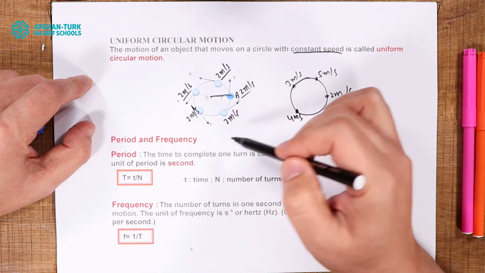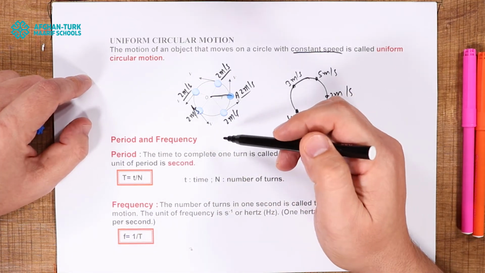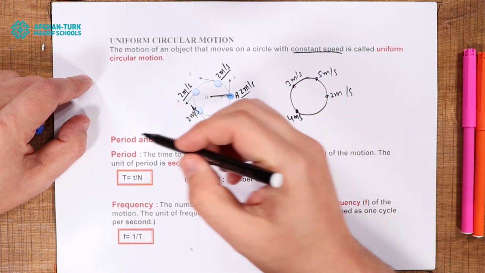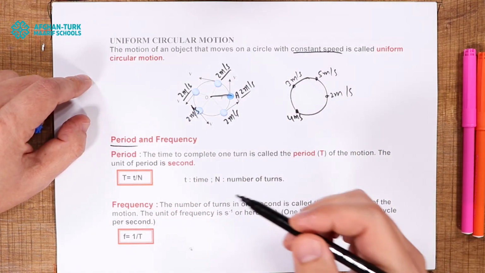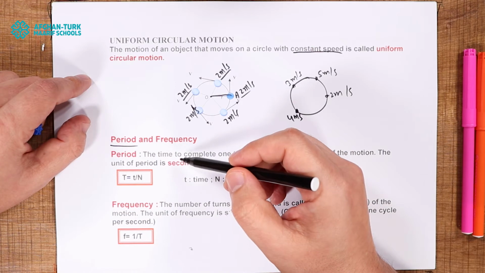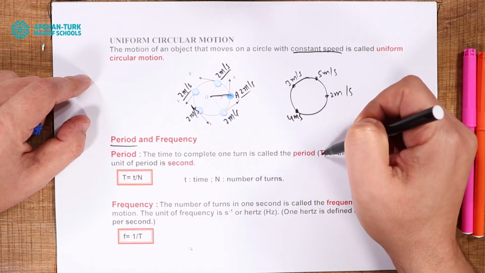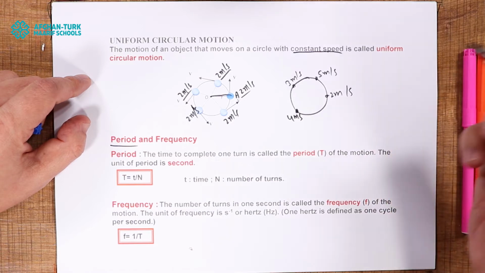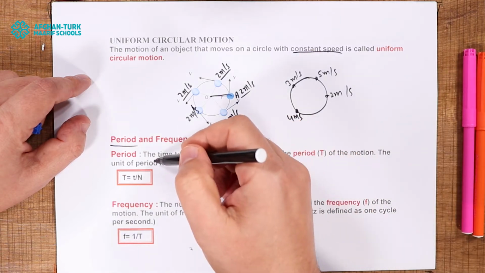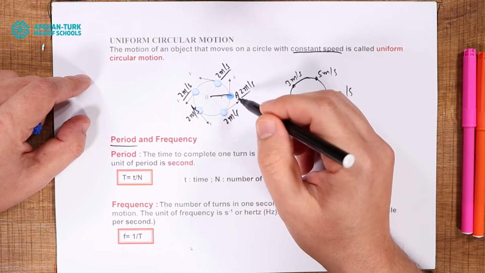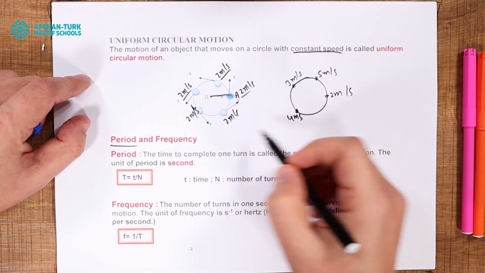Period and frequency are two important terminologies for circular motion. The first one is period. Now let's see what period is. The time to complete one turn is called the period of the motion. It is basically the time to complete one turn. What do we mean by one turn?